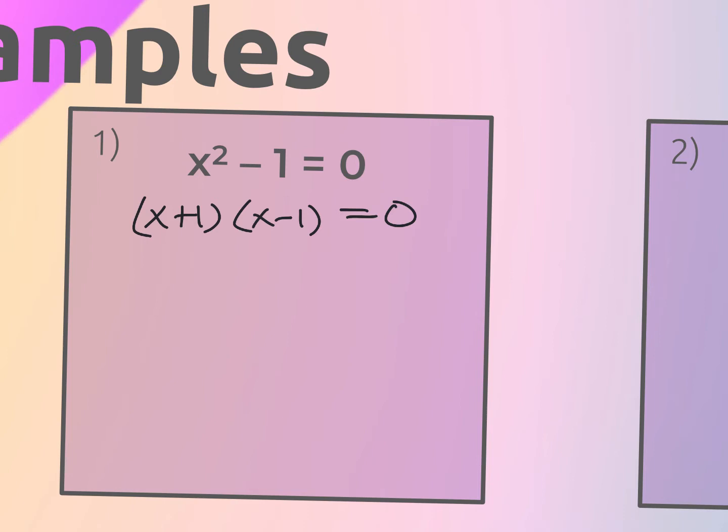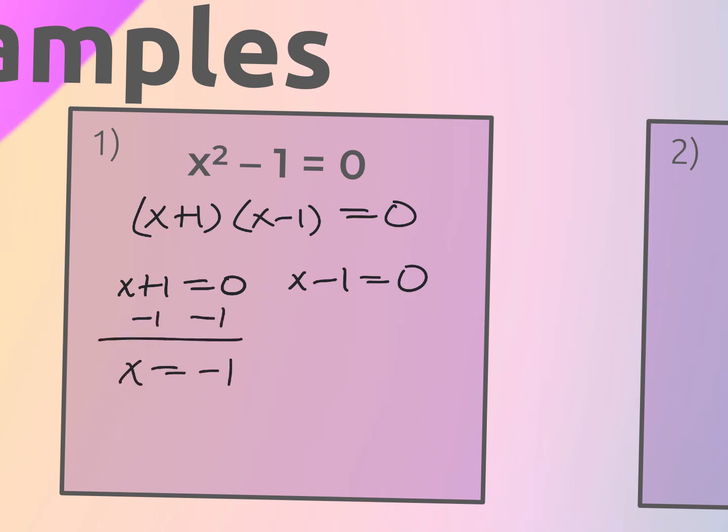But now what I do is I take each one of the individual parentheses and I'm going to set them equal to 0. And now I've made two little equations that I'm going to solve. So I'll subtract 1 from this one. X equals -1. And x also equals positive 1.